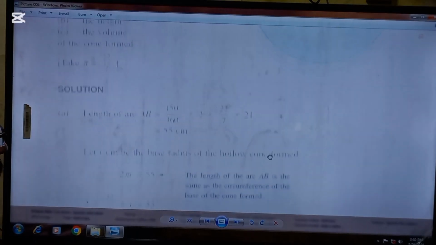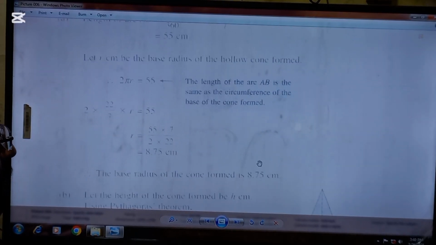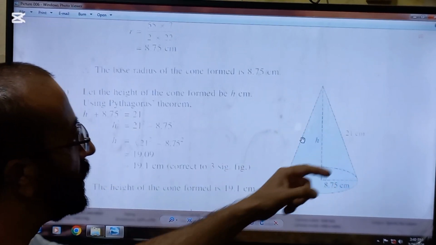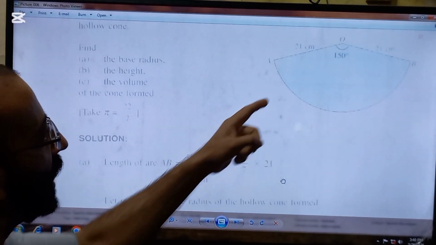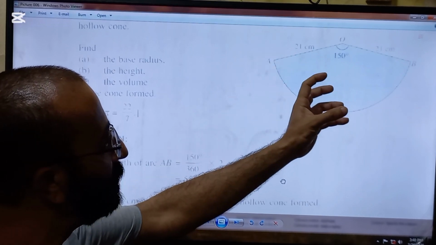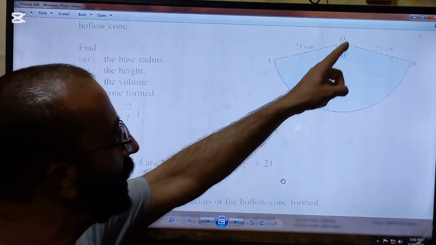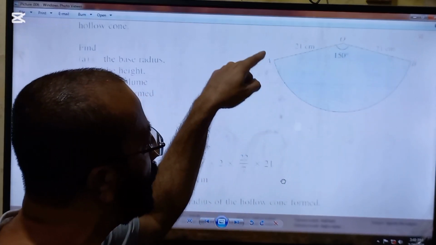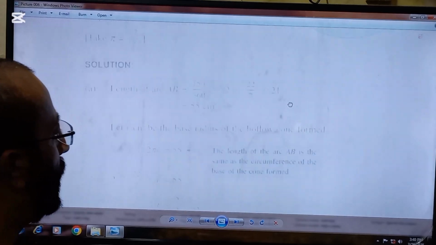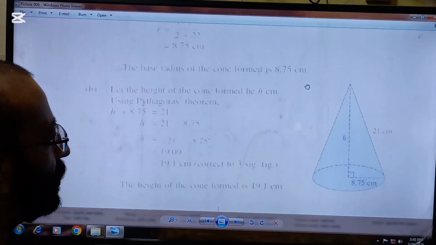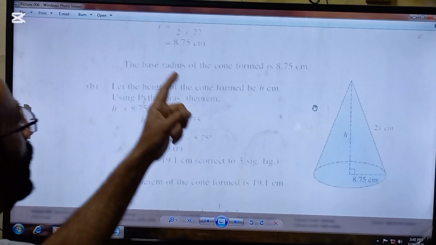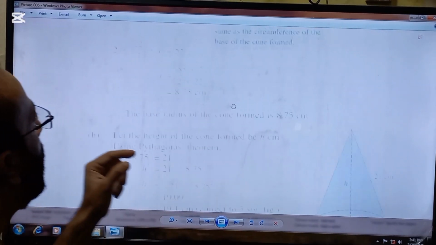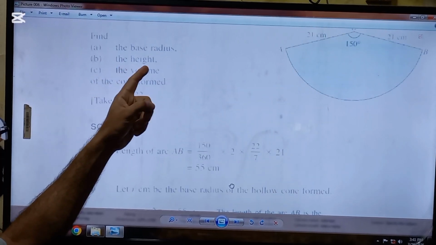Second part is the height. Now you will make a cone. Here is a cone. 21 is the slanting height of the cone, which is actually coming from here, because when this paper will be folded in the shape of the cone, this will become the slanting height, and this thing will become the circular base. Okay, here is the cone. Slanting height is 21. Radius you have just found, that is 8.75. This is the radius, and the requirement is the height of the cone.